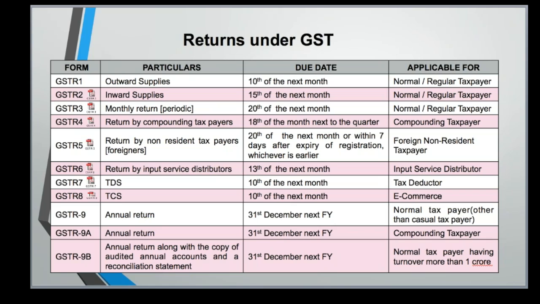And as there is a GSTR 9, if you can see, there is an annual return. This annual return is very categorical. It says that you have to give a reconciliation statement in a particular form in 9B, wherein your reconciliation with your annual financial audited accounts has to be made.